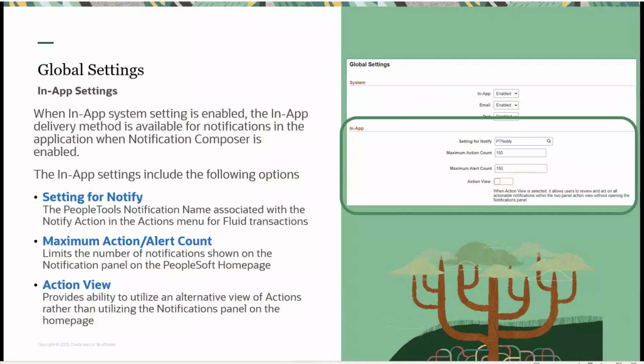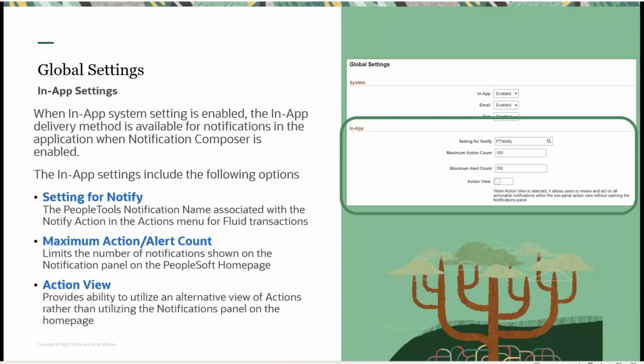There's the setting for notify. Basically what this means is, what is the notification name associated with the notify action in the action menu for fluid transactions. That's all that means, because you can actually send a notification from the action menu for fluid transactions starting in PeopleTools 8.6, I think, or 8.5.9. I'm not really sure which one. I'll have to look that up.